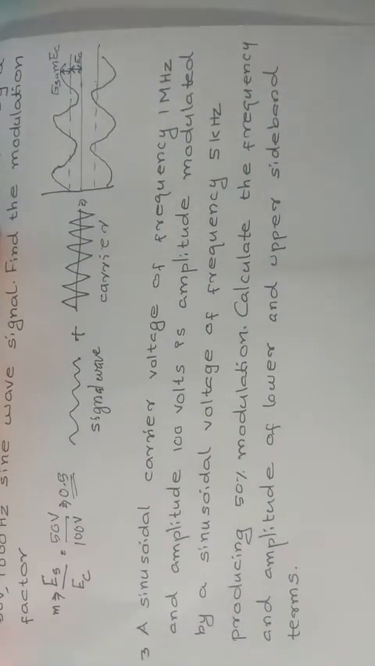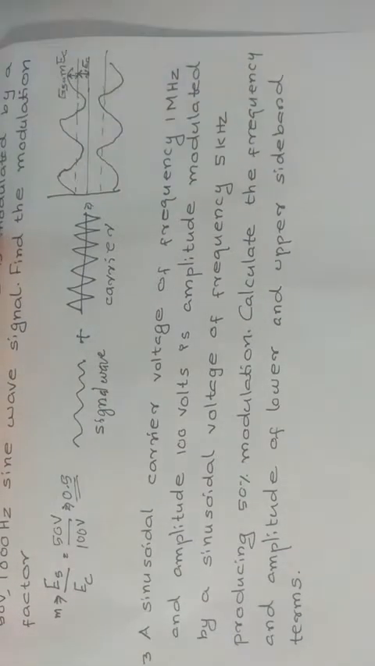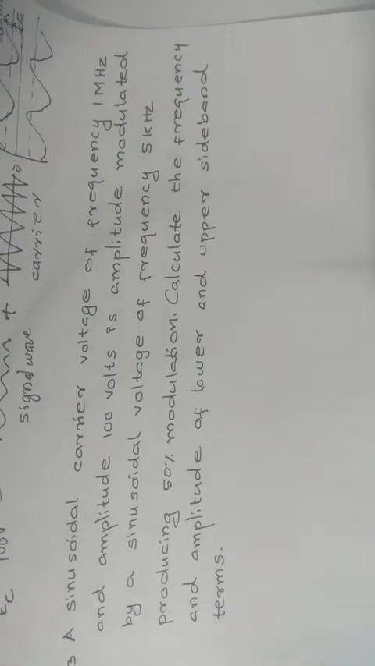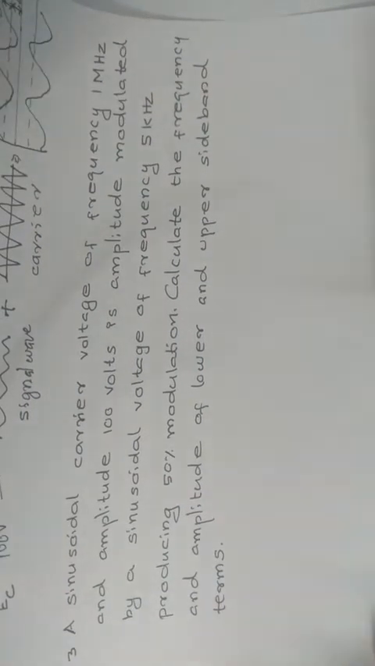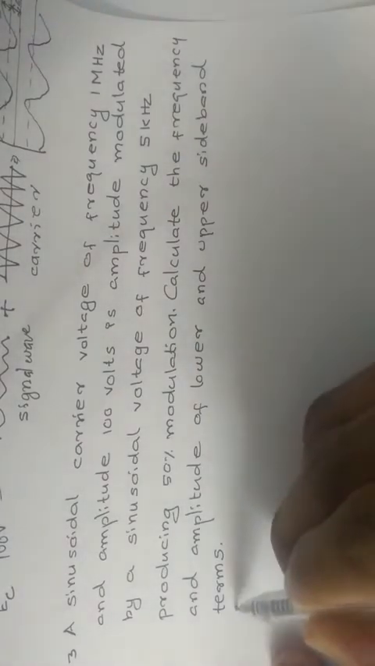Very simple question. Next question: a sinusoidal carrier voltage of frequency 1 megahertz and amplitude 100 volt is amplitude modulated by a sinusoidal voltage of frequency 5 kilohertz, producing a 50% modulation. Calculate the frequency and amplitude of the lower and upper sideband terms. So, solution.